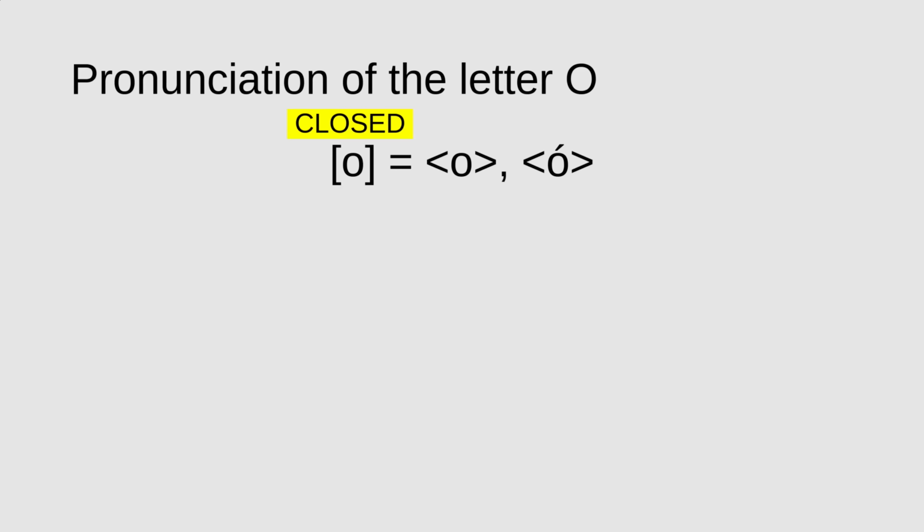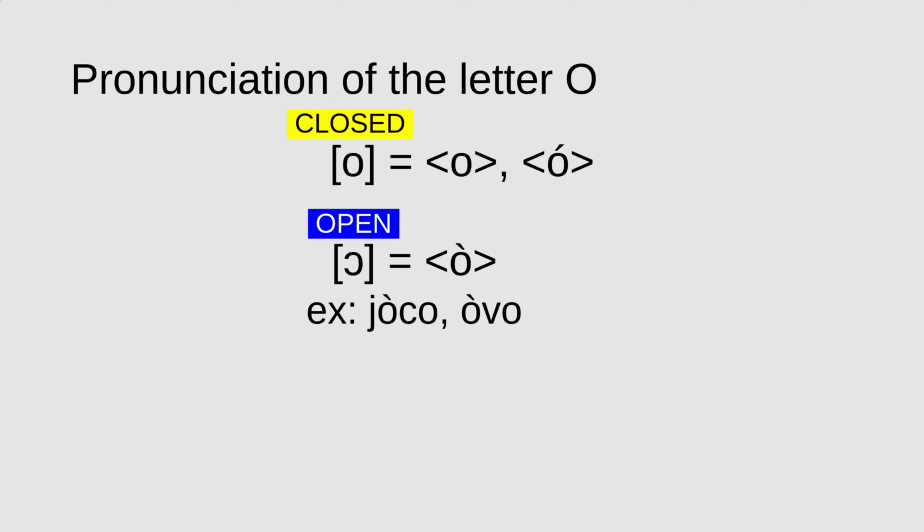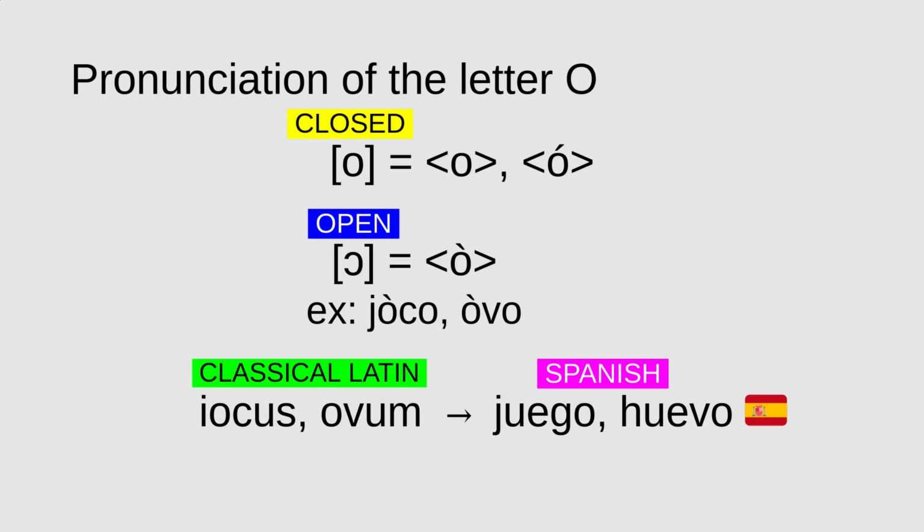The closed O is pronounced when the O does not have a diacritic or when the O has an acute diacritic. The open O is pronounced when the O has a grave diacritic. Some examples of both the open O and closed O in Neolatin are gioco, meaning game, and ovo, meaning egg. It is interesting to note that the open O has left a mark in certain words in Spanish inherited from Latin. More specifically, in the form of the diphthong ue, such as in the Spanish juego and huevo.